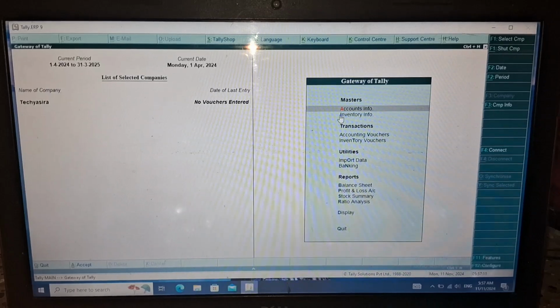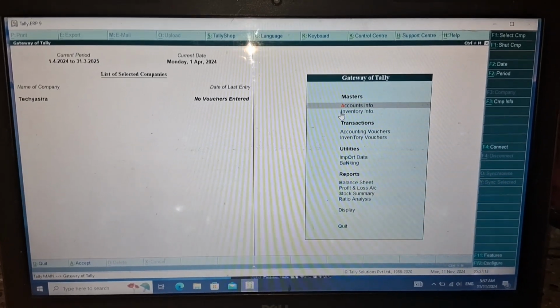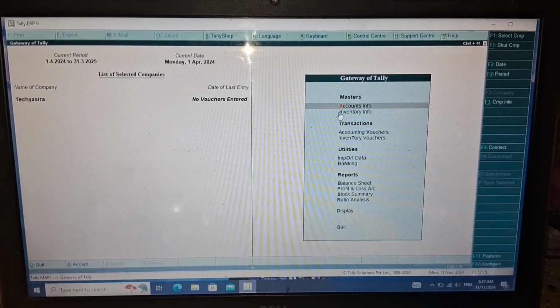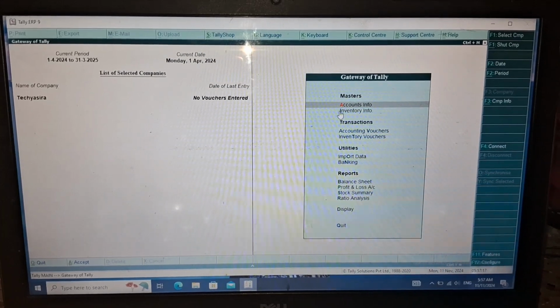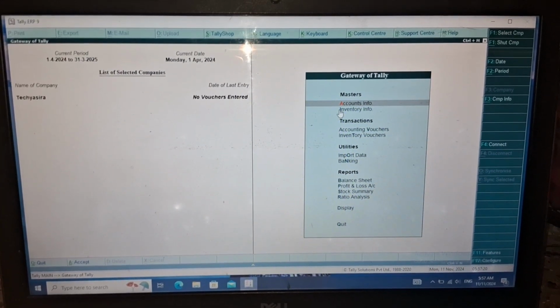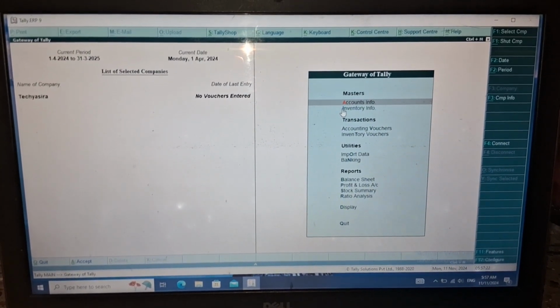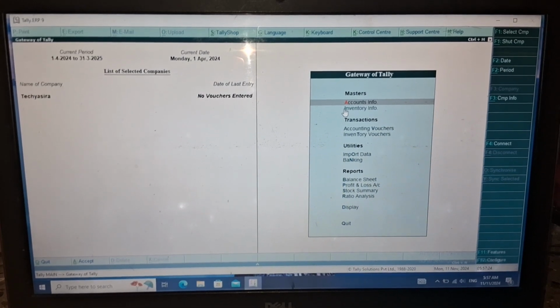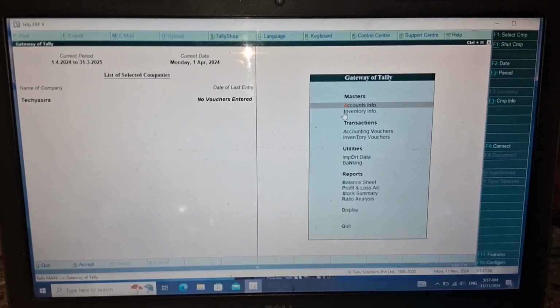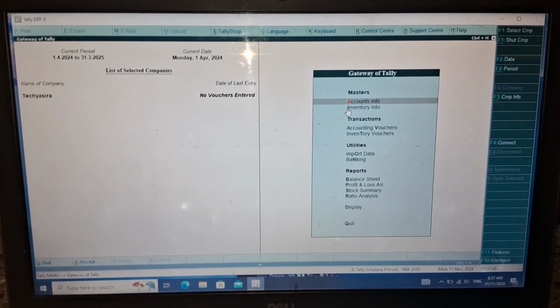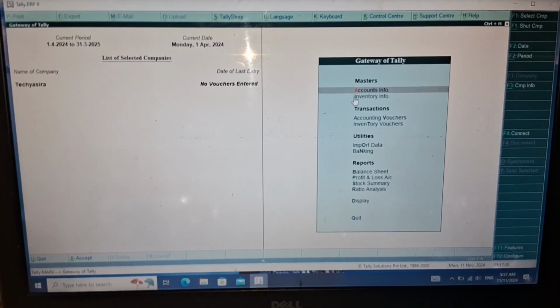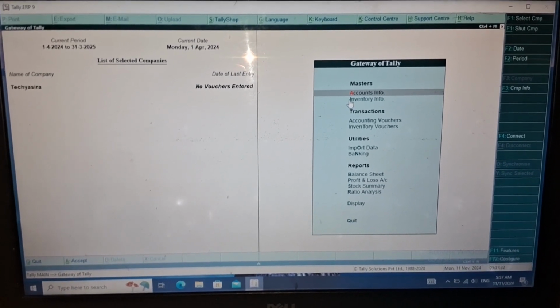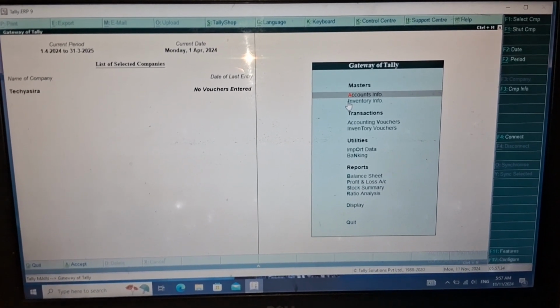So guys, in the previous video I told you how to create a new company in Tally, how to edit or make changes in a company, and how to delete a company. And I showed you how to use the functions as well. So in this video I will tell you about the Gateway of Tally and all these functions in detail. So let's begin with Masters.